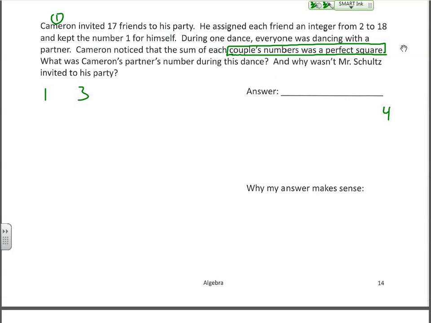4 is a perfect square. That is a possible option. Cameron's dancing with person number 5. Well, 1 plus 5 is 6. 6 is not a perfect square. So we know that Cameron can't be dancing with number 5.